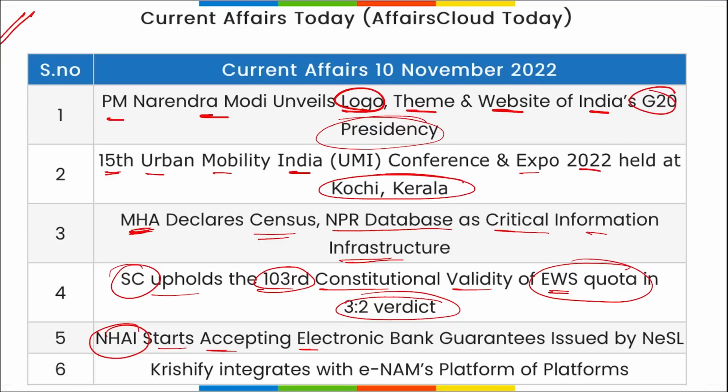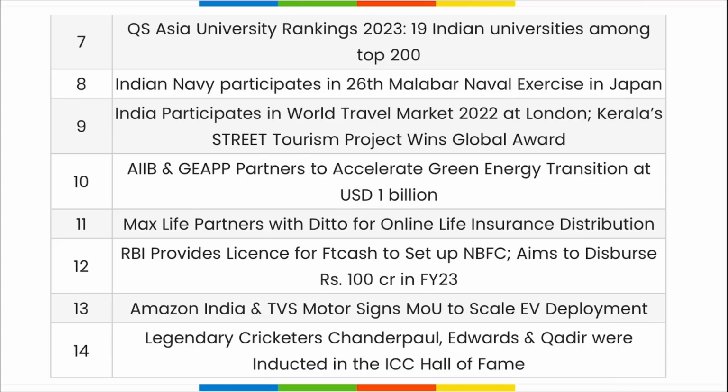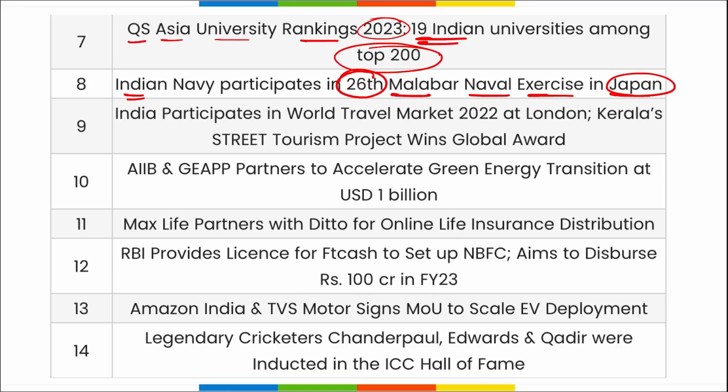NHAI starts accepting electronic bank guarantee issued by NeSL. Krishify integrated with eNAM's platform of platforms to help the farmers. QS Asia University Rankings 2023 was released, and in this 19 Indian universities were among the top 200. Indian Navy participated in the 26th edition of the Malabar Naval Exercise that will be held in Japan. India participated in the World Travel Market that was held at London, United Kingdom. And remember, Kerala has won the Street Tourism Project for the Global Award.